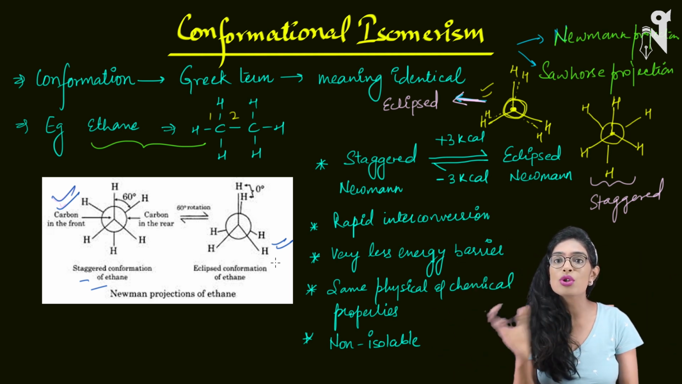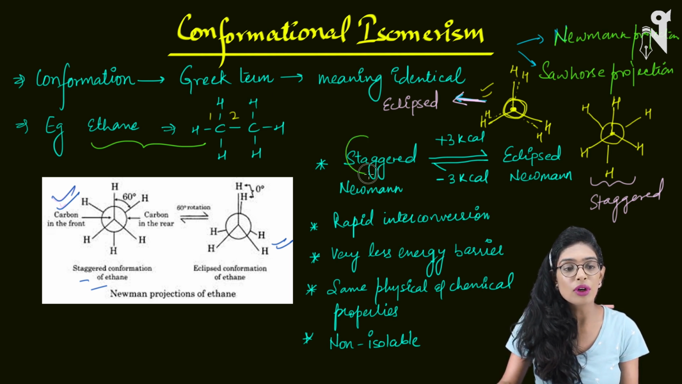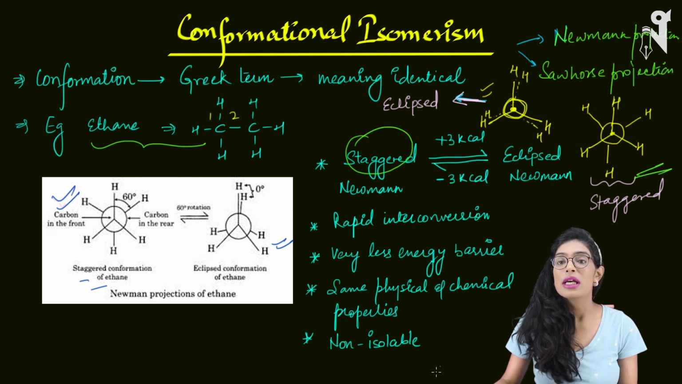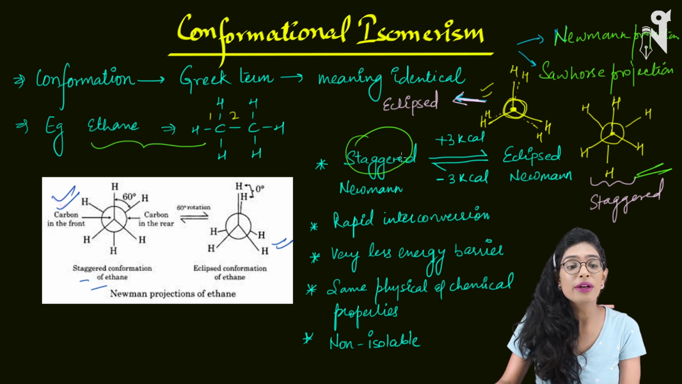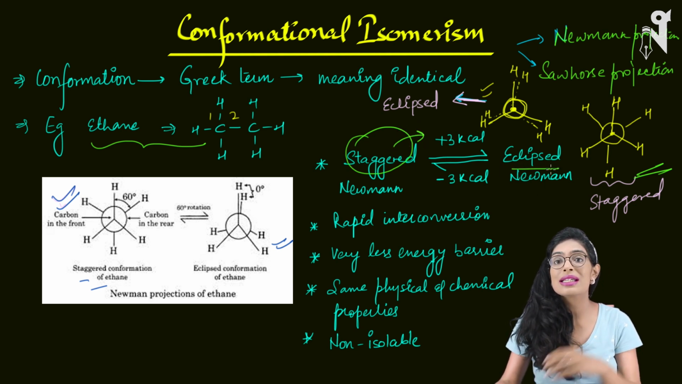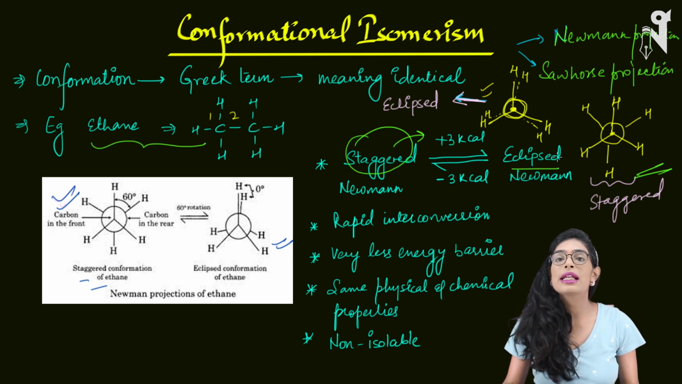So what happens, how much energy is required for the interconversion? When you talk about staggered form, what is staggered form? This is my staggered form. So staggered form conversion to eclipsed conversion, what does it require? If you add 3 kilojoules of energy, the thing will become eclipsed Newman. So basically it will absorb 3 kilojoules of energy, and then it will become eclipsed structure.